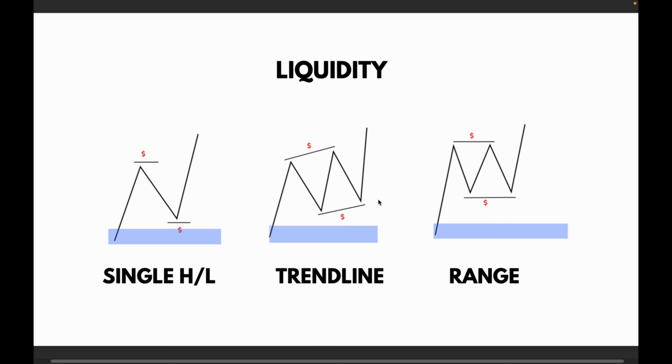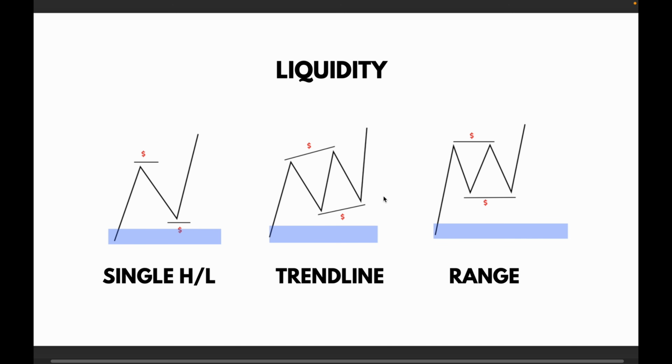So how to spot liquidity on the chart? Basically, why does liquidity form? So this blue zone is the order block. Now this is the single high-low liquidity, where we can see there is only one low which is liquidity. In trend line there is basically a structure over here, trend line liquidity, and third is range liquidity.